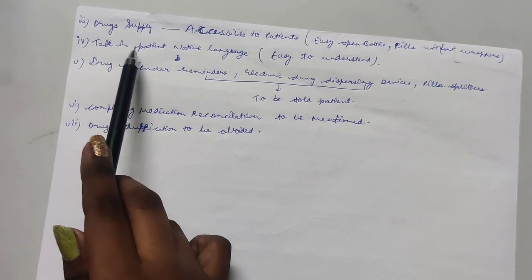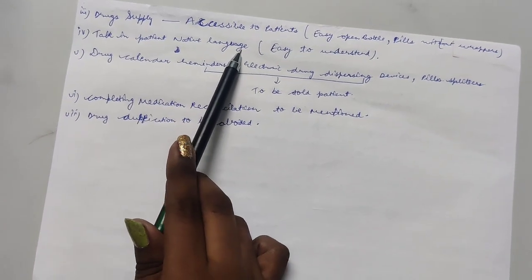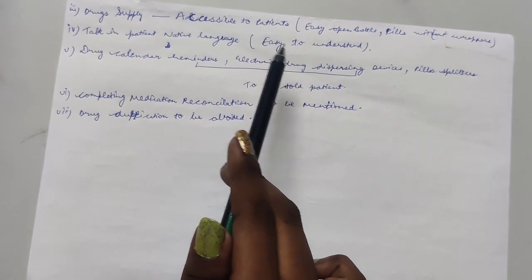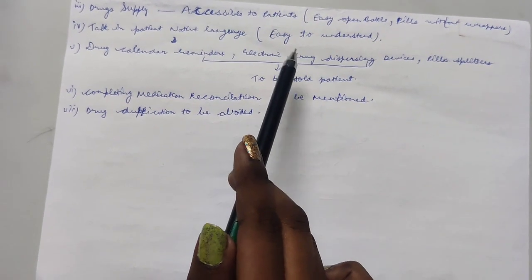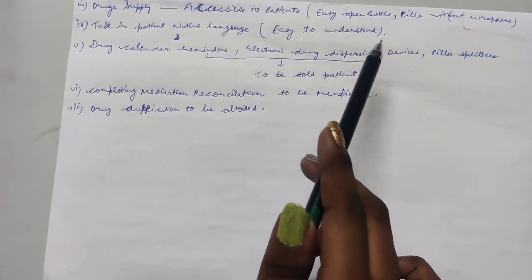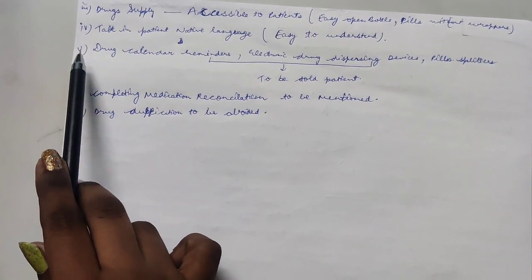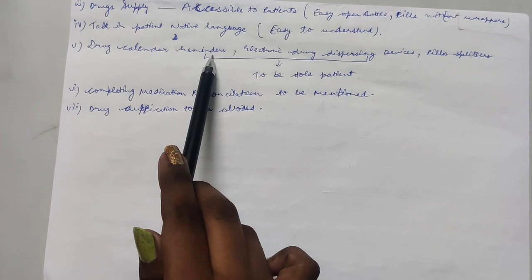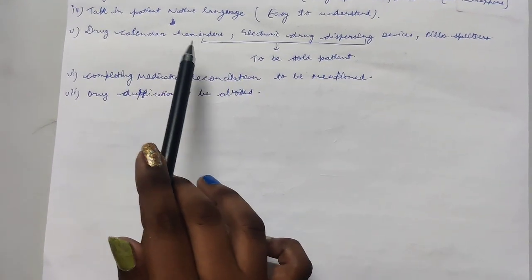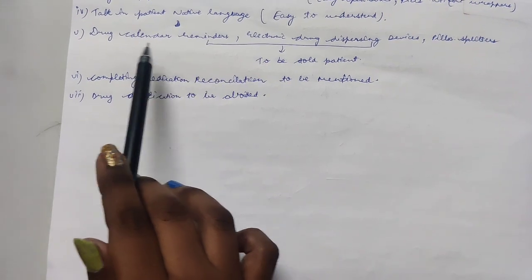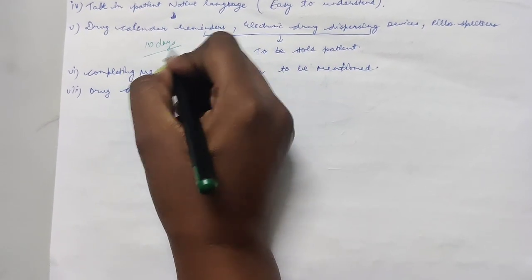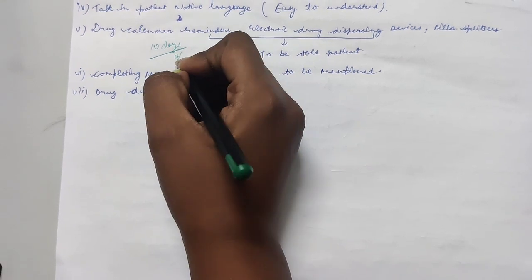Fourth is talk in the patient's native language, that is, the language which is easily understandable to the patient. We should talk in that language, Hindi, Punjabi, whatever the native language of that person is. Fifth is drug calendar reminders. The drug should be given to the patient accordingly. For example, if it is to be given for 10 days, it should be 10 days only, not 11.